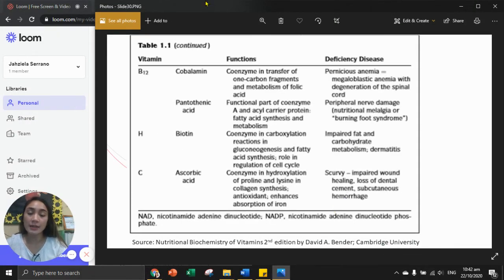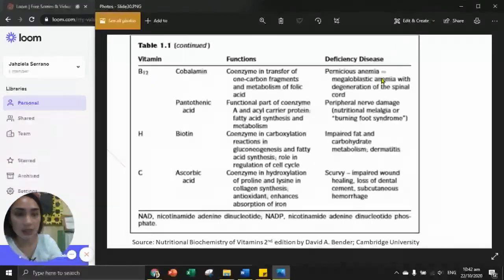Okay, next is vitamin B12. Ito ay ang cobalamin natin and also pantothenic acid. So, may dalawa siyang forms, no? Yung sa cobalamin, another coenzyme. Dito, partner sila ng vitamin K and iron.